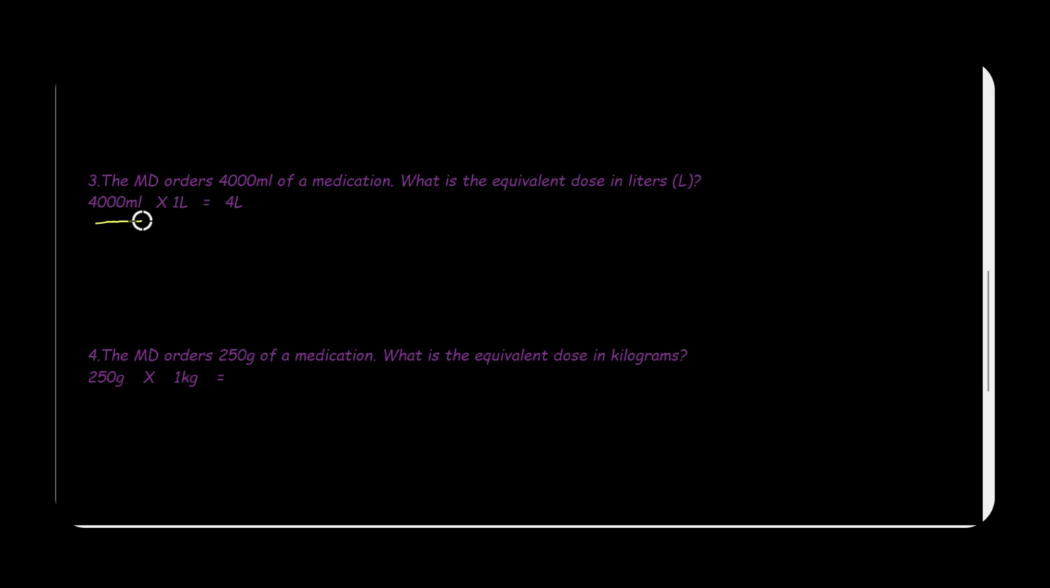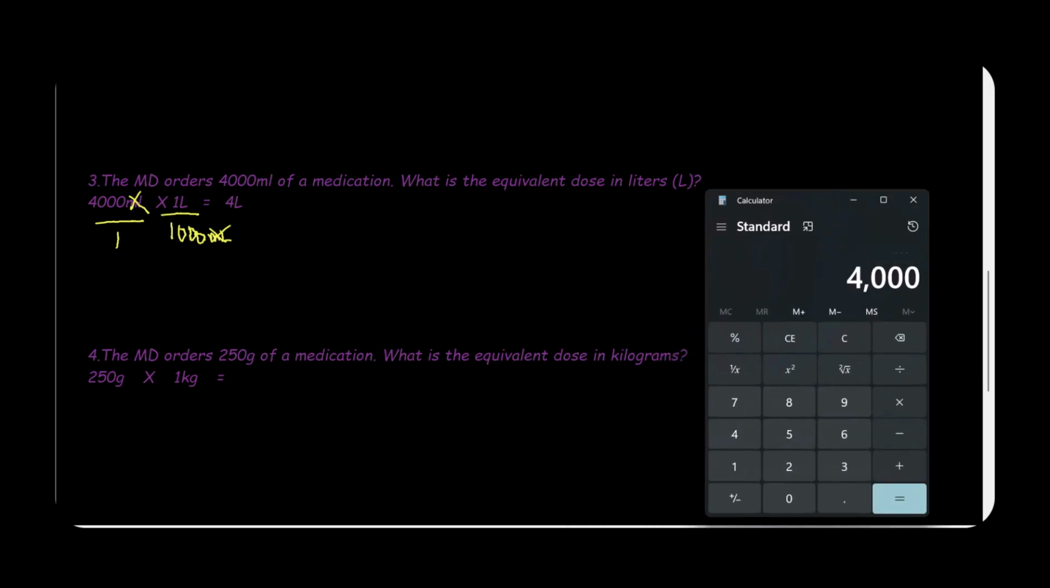The MD orders 4,000 milliliters of a medication. What is the equivalent dose in liters? We set up our problem, 4,000 milliliters times 1 liter. Now I'm going to put the placeholder under the 4,000 mLs, and we know from our metric conversion tables that 1 liter is equivalent to 1,000 milliliters. Milliliters cross cancel and we are left with liters. 4,000 times 1 is equal to 4,000, divided by 1,000 is equal to 4 liters.